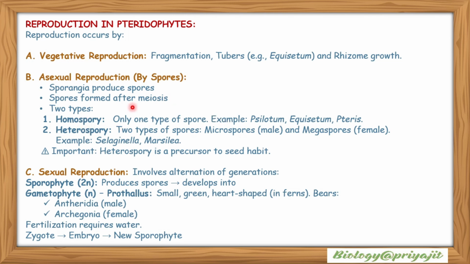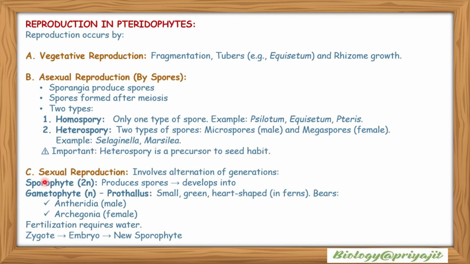There are basically two types of spores: homospory, where only one type of spore is formed, for example Psilotum, Equisetum and Pteris; and heterospory, where two types of spores are formed, like microspores found in male and megaspores found in female. Examples include Selaginella and Marsilea. The important concept here is that heterospory is a precursor to the seed habit.